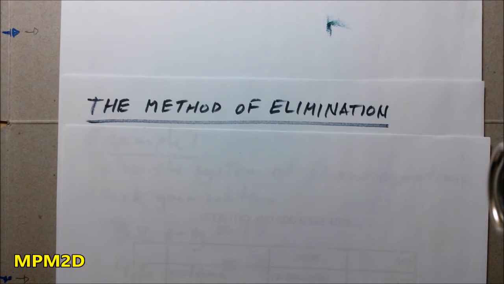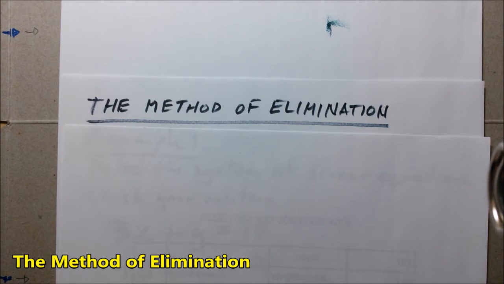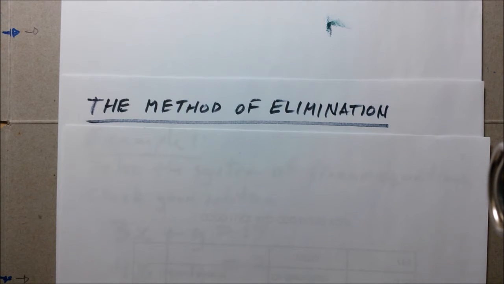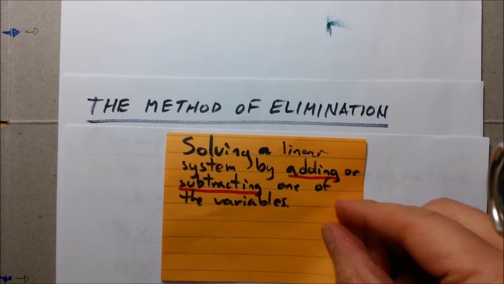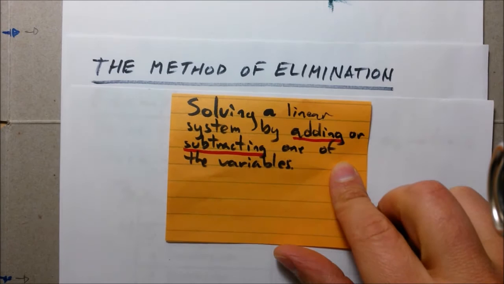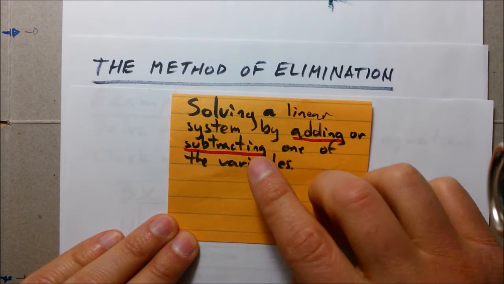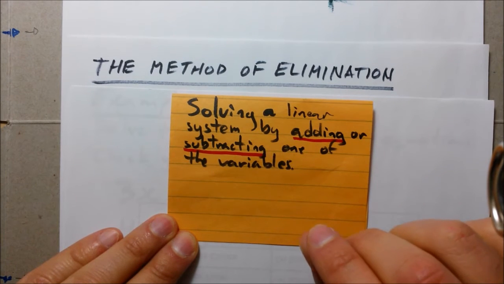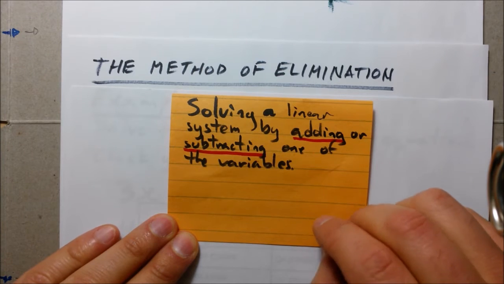Solving linear systems by using the method of elimination. The method of elimination allows us to solve a linear system by adding or subtracting one of the variables. You may want to write this down, pause the video. Once again, it allows us to solve a linear system by adding or subtracting one of the variables.